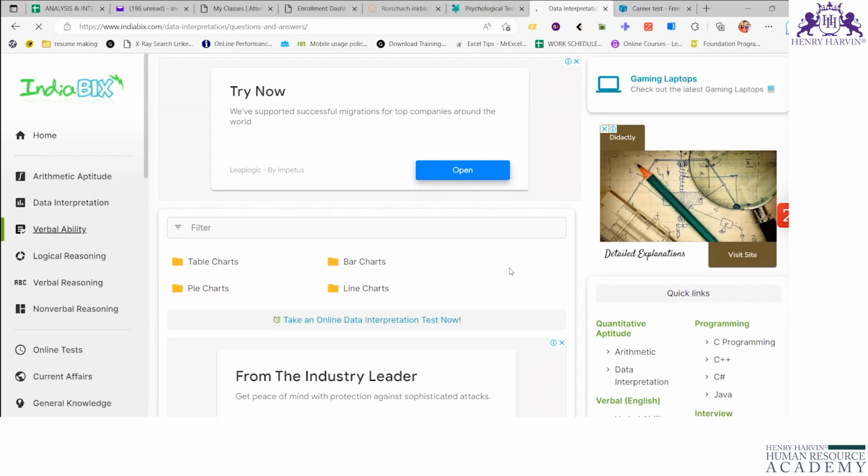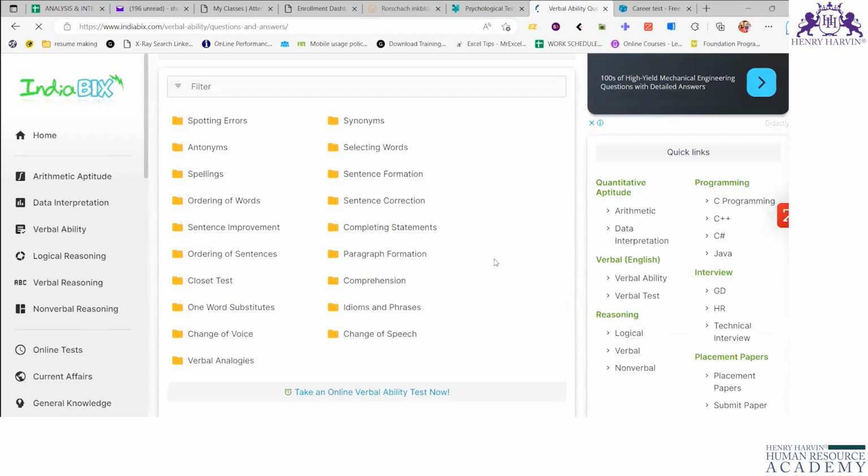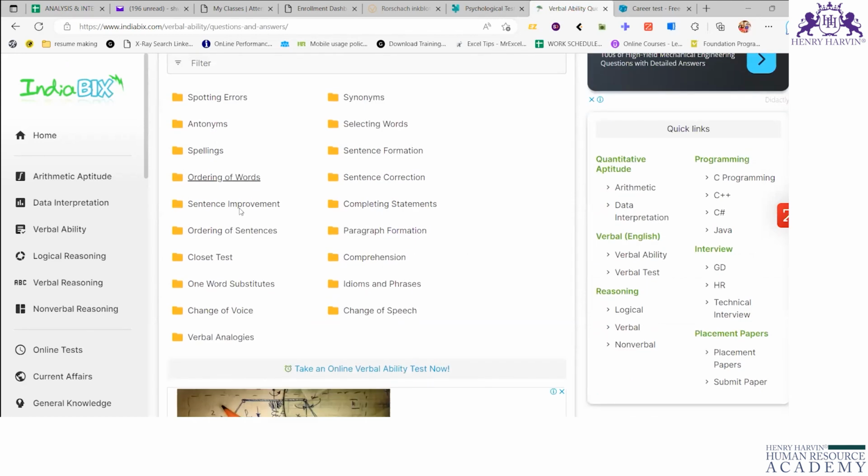Then comes the verbal ability, right? In this verbal ability, we have so many. We discussed error spotting, right? So spotting the error, synonyms, antonyms, selecting words, spelling, sentence formation, ordering of words, sentence completion, correction, sentence improvement, completing statement, ordering of sentences, paragraph formation, closure test.